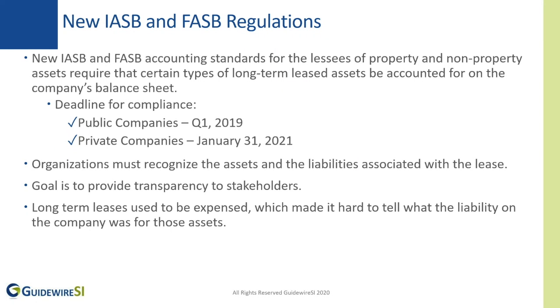The International Accounting Standards Board and the Financial Accounting Standards Board came out with new accounting standards that require certain types of long-term leased assets to be accounted for on the balance sheet. The goal of these new standards is to increase transparency for investors and creditors. Companies used to be able to expense the lease payments, which made it hard to tell what the liability was on the company for those assets.